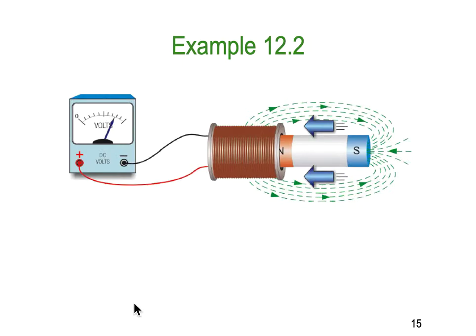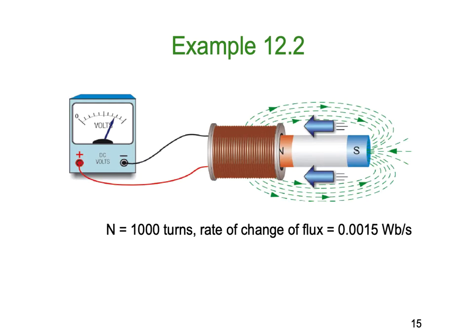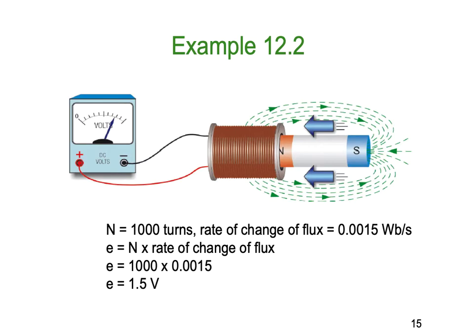So here's another quick example. Again, we've got a magnetic field, this time moving right to left. And we've got 1,000 turns. We've got a rate of change of 0.0015 Webers per second. So E equals N multiplied by the rate of change of the flux. So we simply say 1,000 times 0.0015 because it's already in Webers, and we get 1.5 volts will be induced.